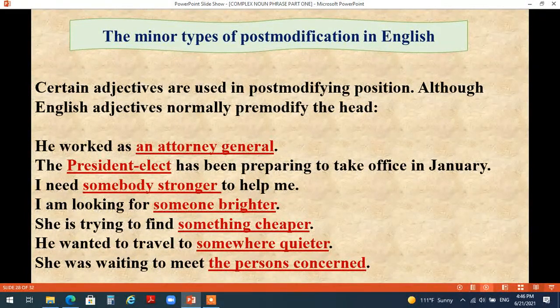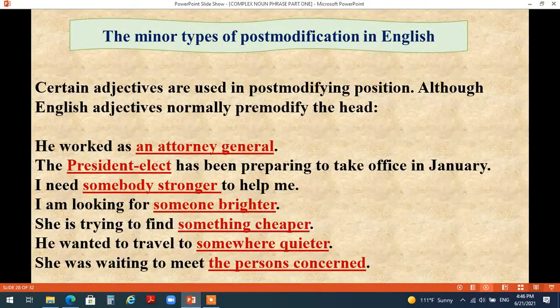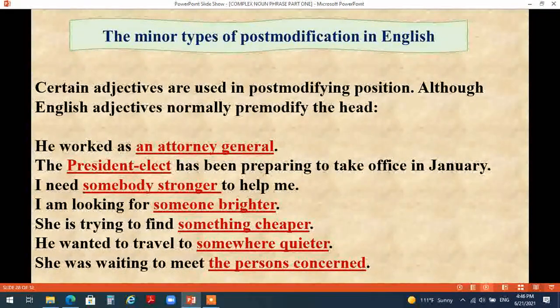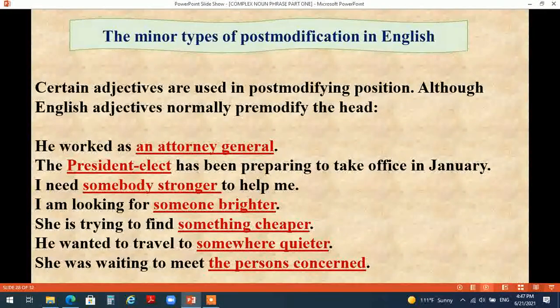So the word general here is an adjective which is used to post-modify the noun attorney. Also, the president-elect. Also, president is a noun and elect is an adjective. So here, the adjective elect has been used to post-modify the noun president.